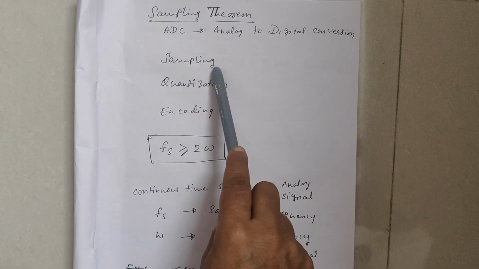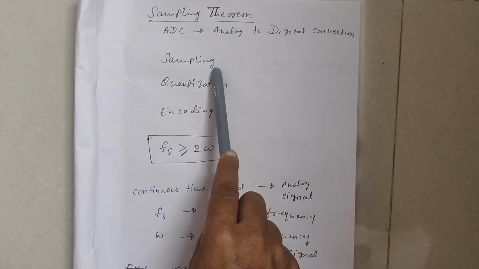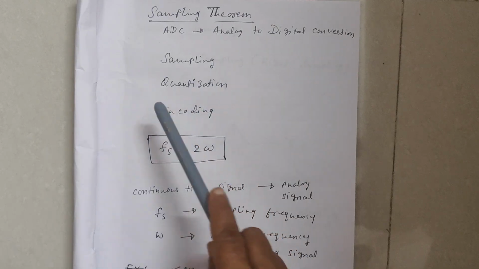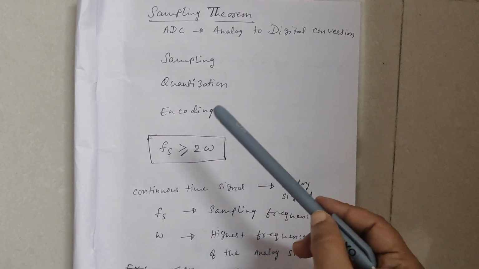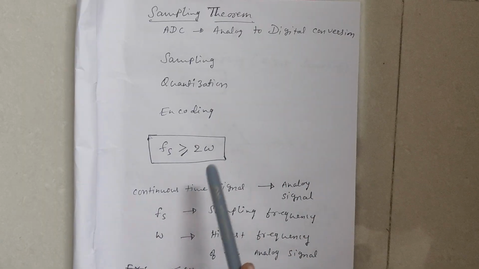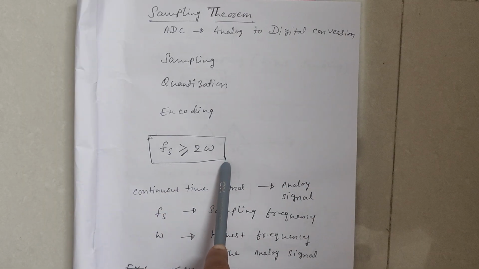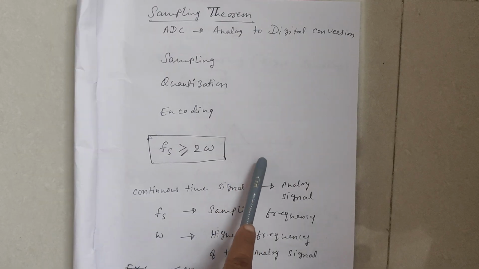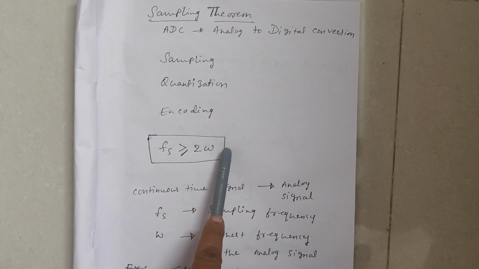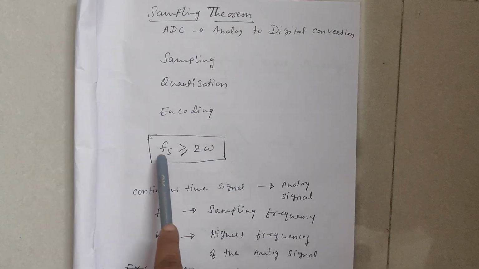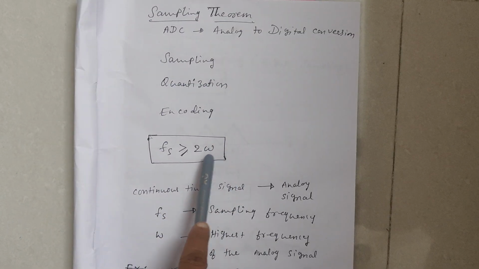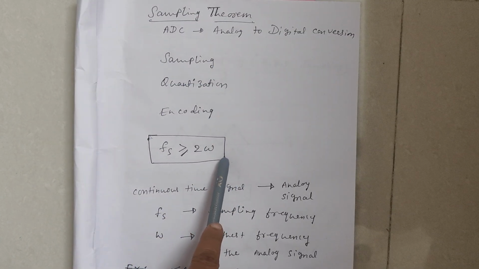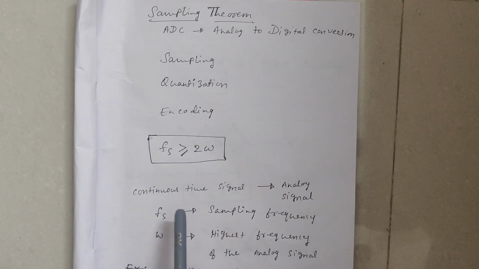Now, the sampling theorem statement. In many different study materials you might have seen different statements, but the meaning of all the statements is the same. In a very simple way you can remember the sampling theorem. One equation you have to remember is Fs greater than or equal to 2W. You remember this equation and let us now define the sampling theorem statement.